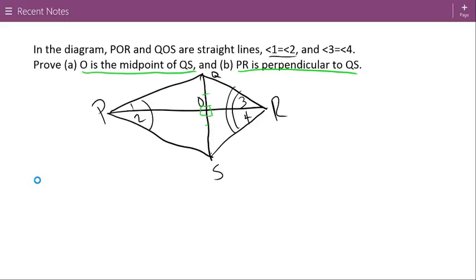All right, in diagram POR, I believe this is on page 69 or 68 or something like that. In the diagram, POR and QOS are straight lines. Angles 1 and 2 are equal, angles 3 and 4 are equal. We need to prove that O is the midpoint of QS and that PR is perpendicular to QS.